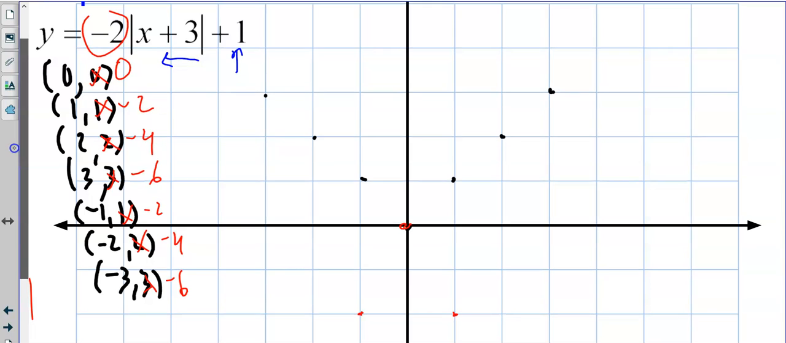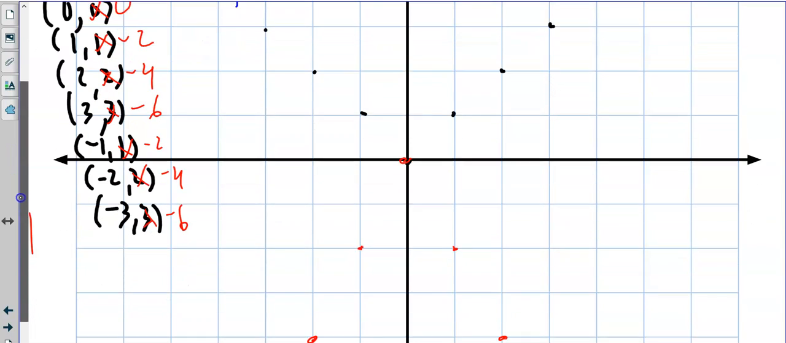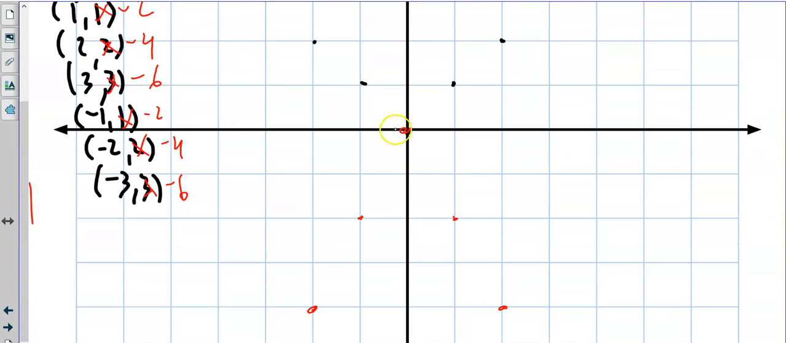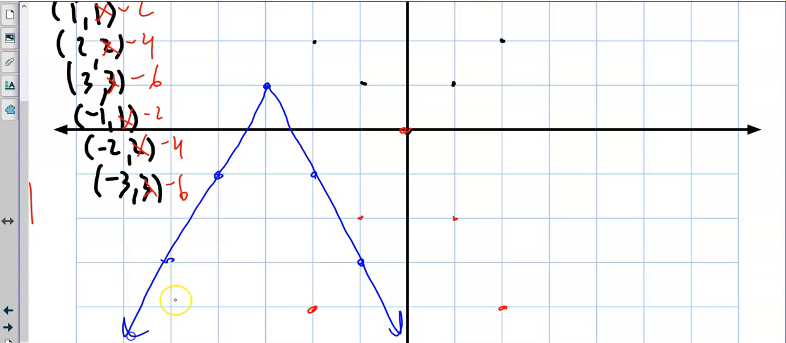Okay, so left 3, up 1. So to the left 3, 1, 2, 3, up 1. To the left 3, up 1. And again, left 3, up 1. And again, left 3, up 1. And you've got your graph, something like that. Pretty skinny, reflecting downwards. The vertex is at (-3, 1). And the axis of symmetry is at x equals -3.